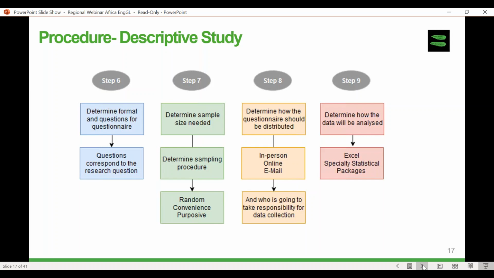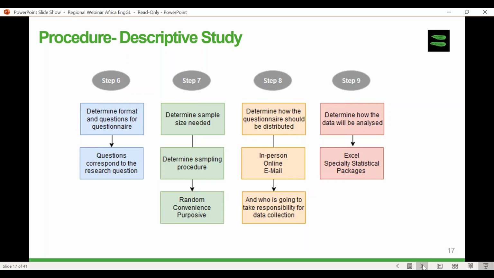The final step, step 9, requires that we determine how the data will be analyzed. Is the goal to collect percentages? If yes, will these percentages be calculated using an application like Microsoft Excel? Or will we require specialized statistical software like SPSS? The application you use will in part be determined by the statistics you want to calculate.